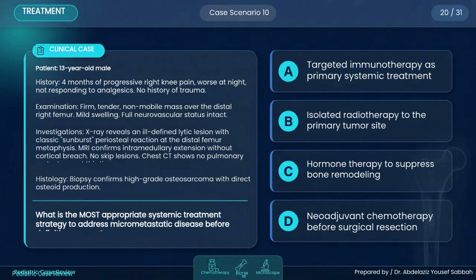What is the most appropriate systemic treatment strategy to address micrometastatic disease before definitive surgery? Option A. Targeted immunotherapy as primary systemic treatment. Option B. Isolated radiotherapy to the primary tumor site. Option C. Hormone therapy to suppress bone remodeling. Option D. Neoadjuvant chemotherapy before surgical resection.